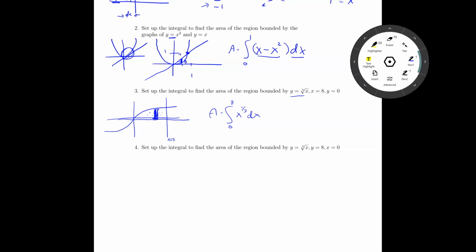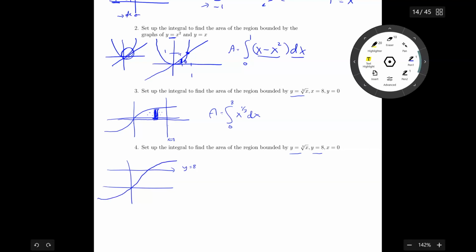All right, so this looks similar, doesn't it? But y equals 8 instead of x equals 8. So here is y equals 8, and then x to the 1/3 looks the same. I'm just going to have it grow up further. And then x equals 0, which is the y-axis. So now you see the area bounded is up here. Very different area.